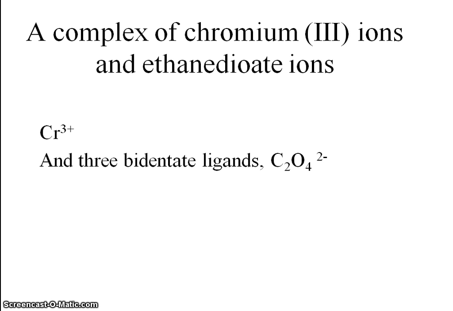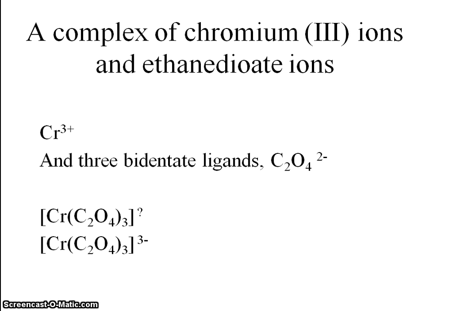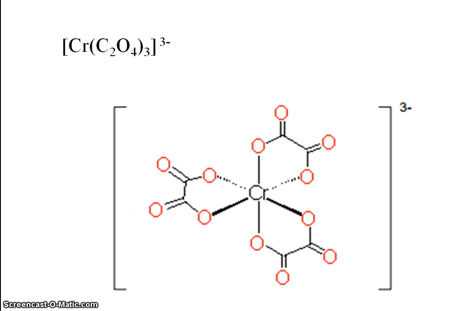Another example is chromium 3+ ions, and we'll have 3 of those bidentate ligands again. So let's put together the formula of the complex ion. So again, metal going first, chromium, then 3 lots of the ethanedioate. So again, if we can work out the charge overall there outside the bracket. So well done if you got 3 minus there. So there's the structure of the complex, coordination number 6. 6 dative bonds from those oxygens to the chromium.